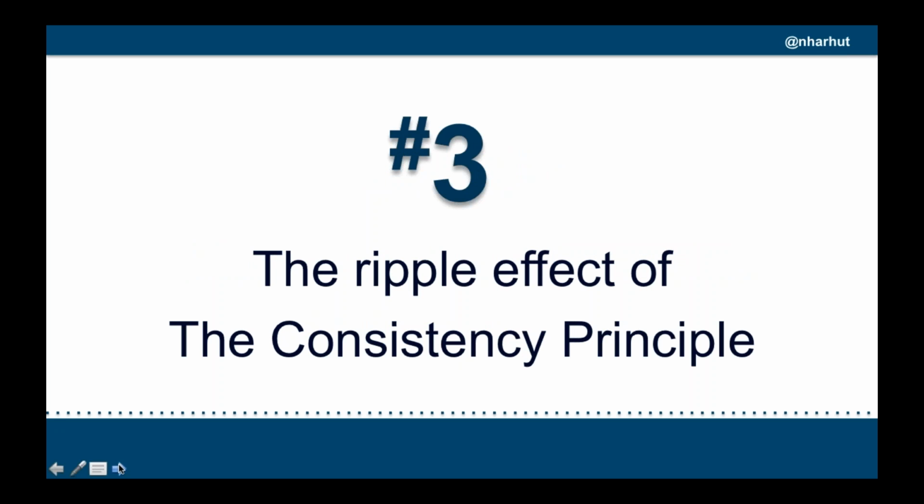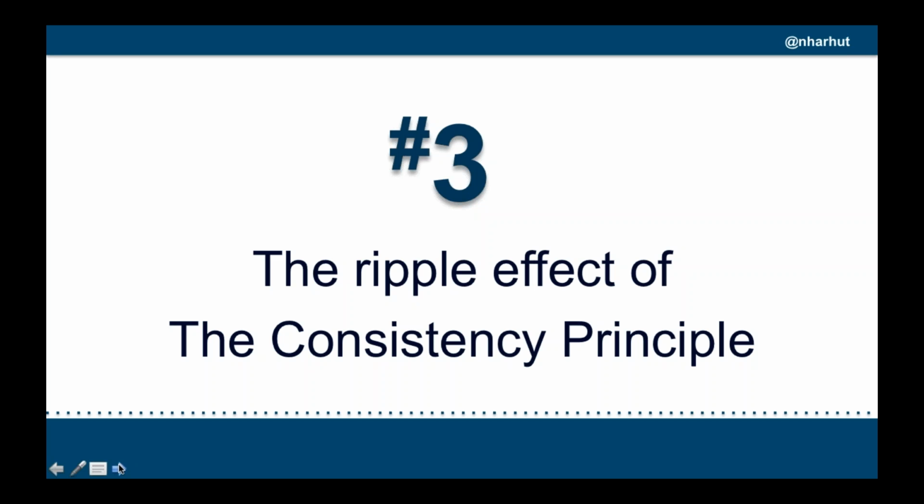All right, our third human behavior hack for email is the ripple effect of the consistency principle. And this is very interesting. What social scientists have found is once people make a decision, they like to remain consistent with it when future opportunities arise. And they often do so giving the decision little to no thought. Once they've made one decision, they just like to remain consistent with it, and it's kind of an automatic response.